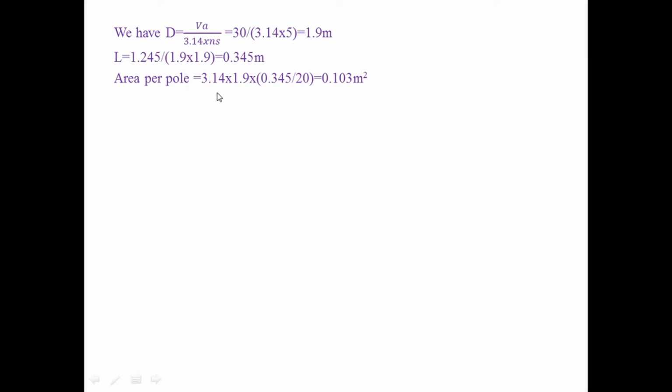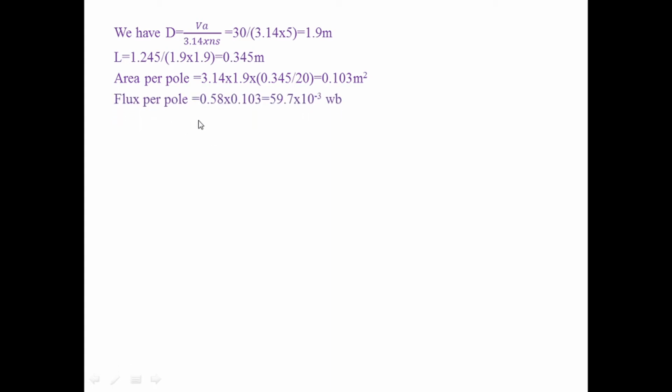Area per pole is pi D L by P. So pi into D, which is 1.9, and L is 0.345, divided by P, which is 20. So we will be getting 0.103 meter square. So that is the area per pole.